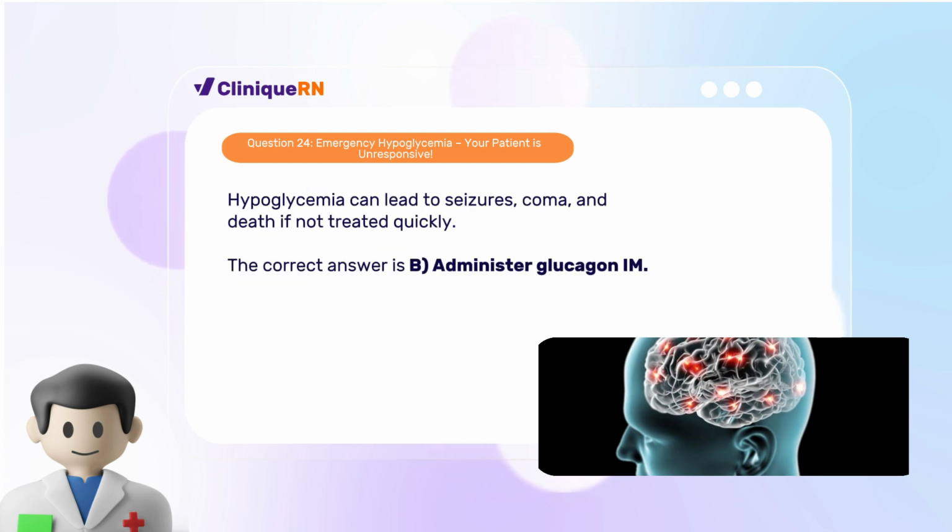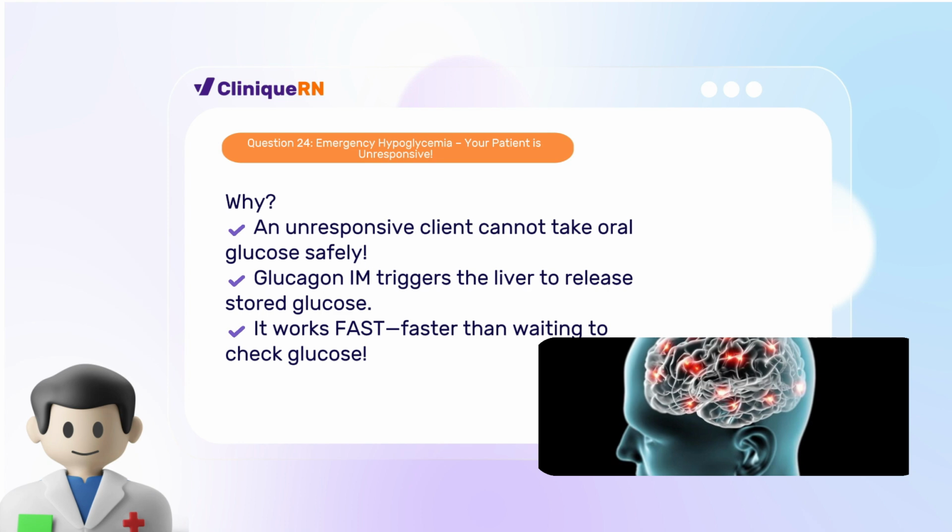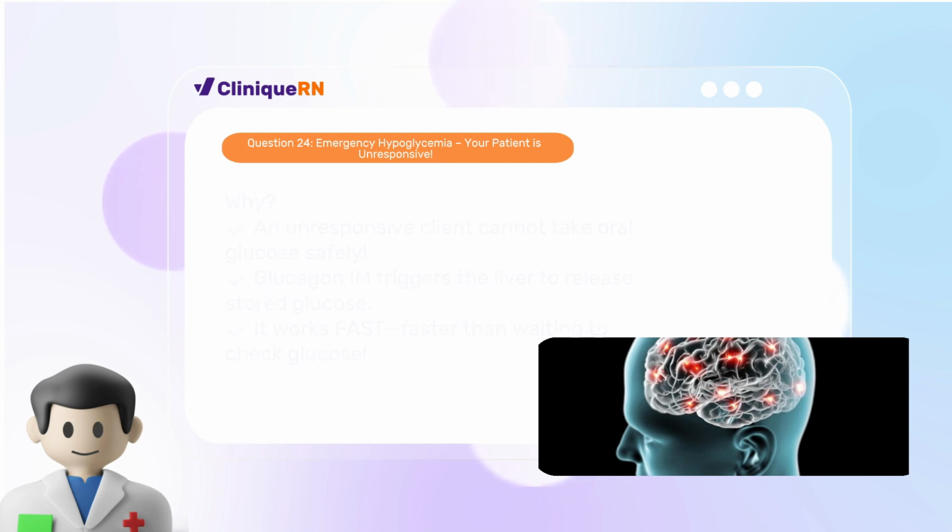Hypoglycemia can lead to seizures, coma, and death if not treated quickly. The correct answer is B. Administer glucagon IM. Why? An unresponsive client cannot take oral glucose safely. Glucagon IM triggers the liver to release stored glucose. It works faster than waiting to check glucose.